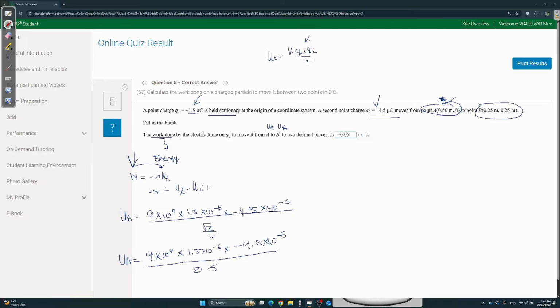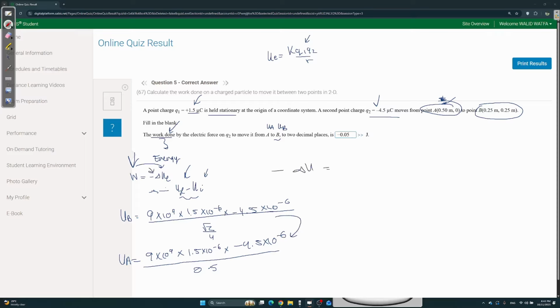Now, the idea is U final minus U initial. When you subtract these two, you're going to get the work done. U final is at point B. So this here, minus this, will get you delta U. But we need it to be negative delta U.